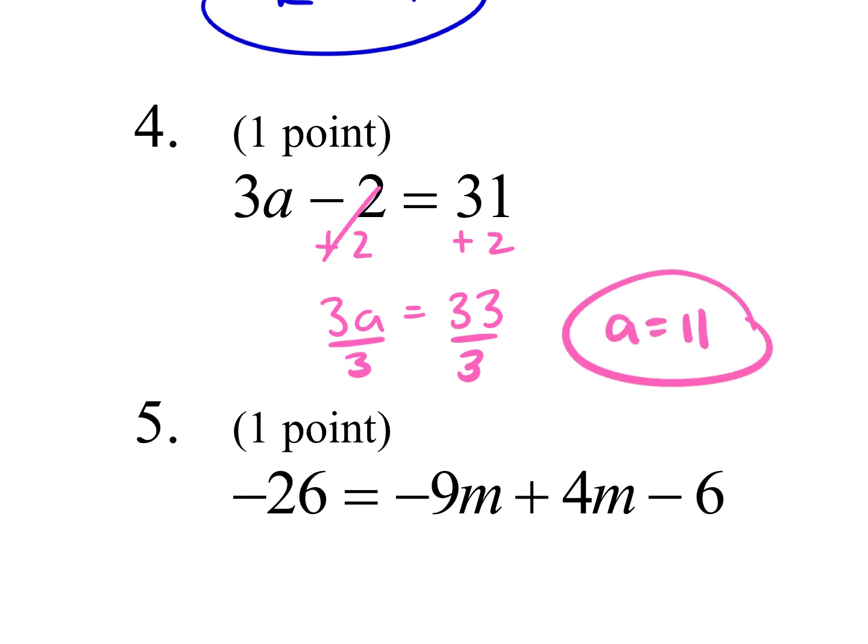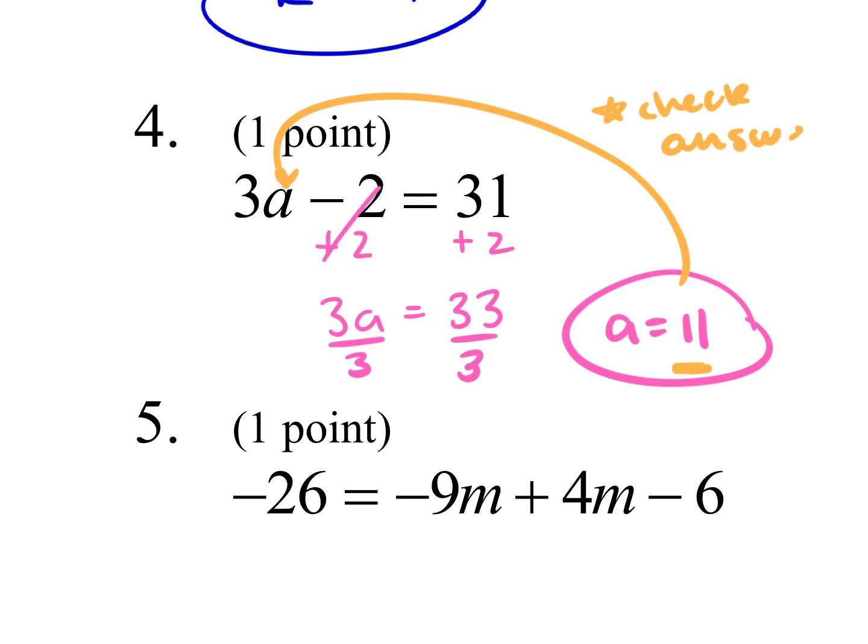And you can always check your work by taking your answer and plugging it back into your variable, and when you solve it, it'll make sense. So you can always check your answer. If you have time on the midterm, I would say check your work, just to make sure you did it right.